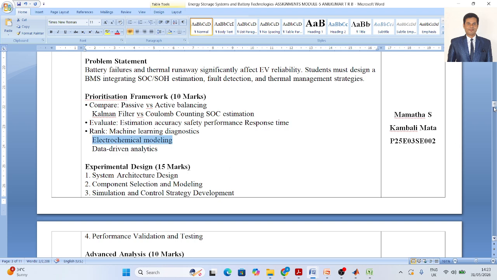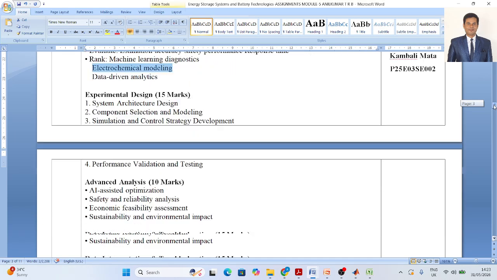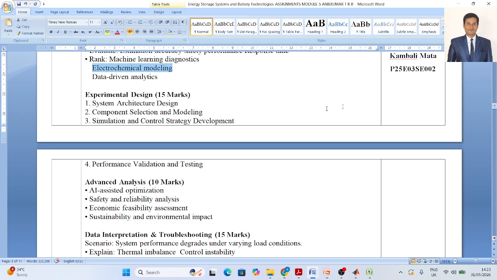Okay, what is your job? You have to design the architecture, okay, and try to simulate the modelings, right? And try to use the different control strategies, okay, and validate and test the data. If you are going for machine learning, please try to go with the particular models, okay, and try to analyze.